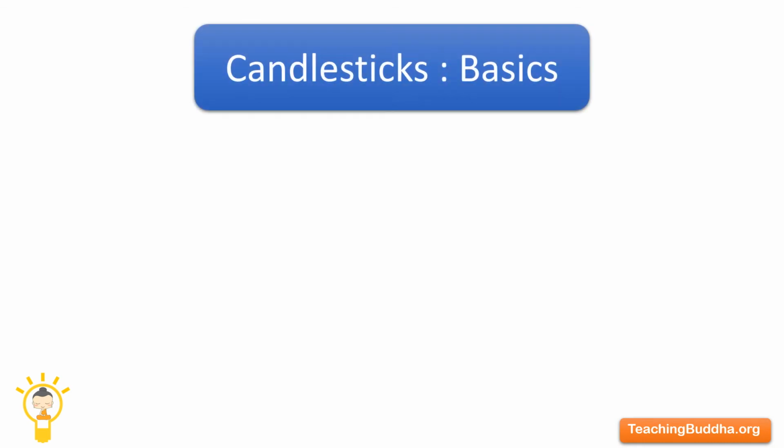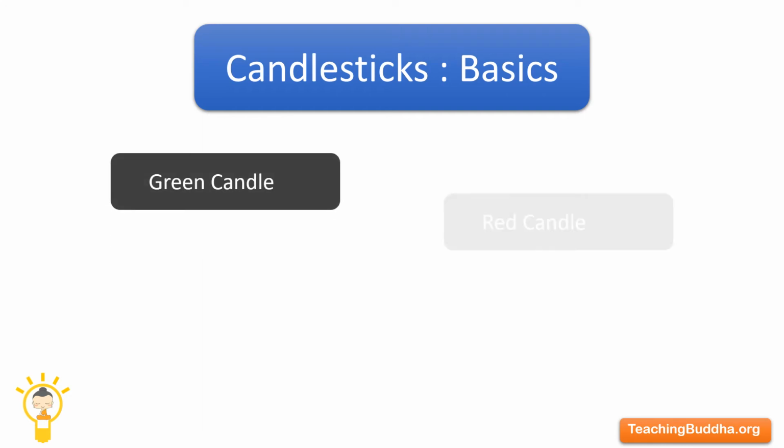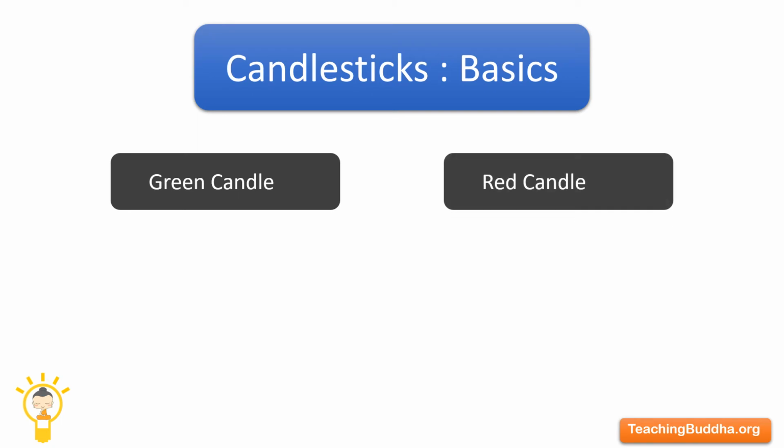Let us learn some candlestick basics in this video. There are two different candles mainly. One is a green candle and another one is a red candle. This is how a green candle looks like. You can see the center rectangular shape is the body, and the lines above the body and below the body are wicks. They can also be called shadows.